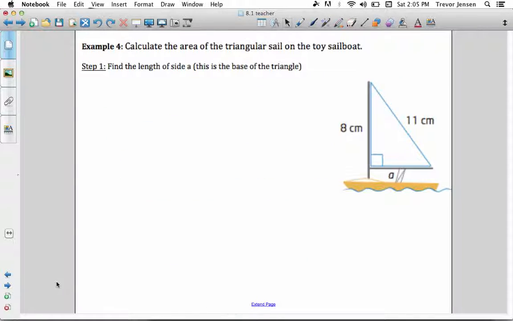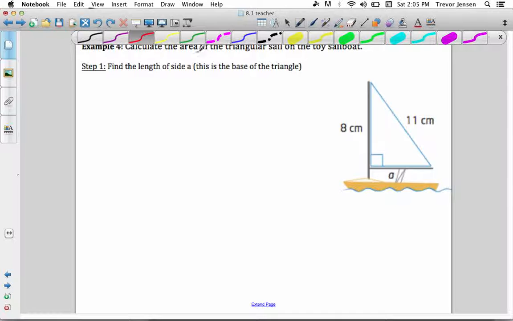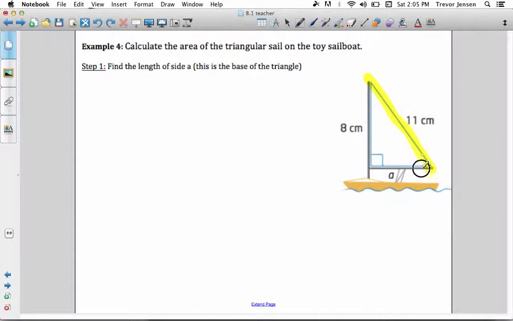Okay. So let's do example 4. You'll need all that information to do this example. Calculate the area of the triangular sail on the toy sailboat. Okay, so I've got my sail. It forms a right triangle. Here's my right triangle here. It wants me to find the area of that sail.